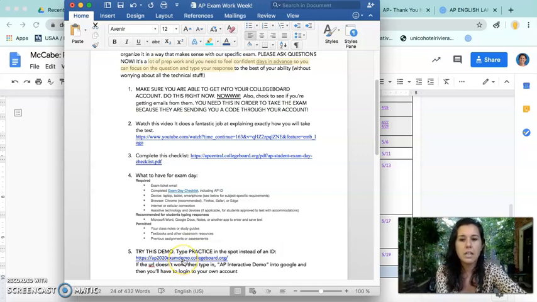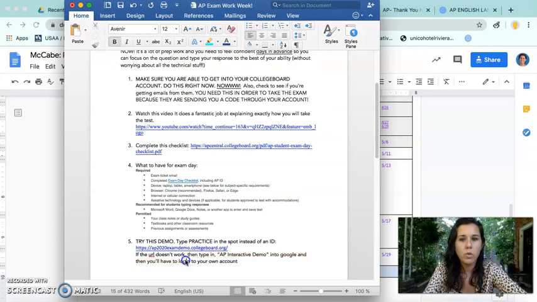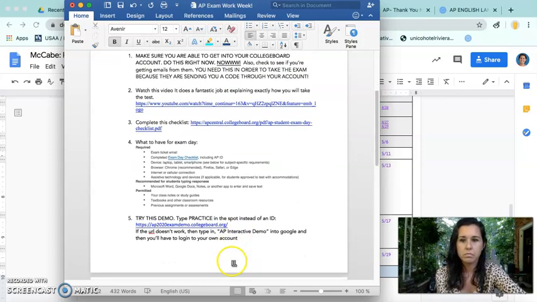This is the link. I have my own College Board account, and so this link was through my account, so I don't know if it's going to work for you. So if it doesn't work, then type in interactive demo and log into your own account, and then that should work. So there is a demo available, and I highly recommend you do that.